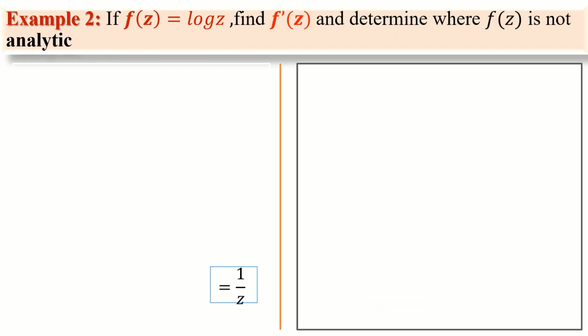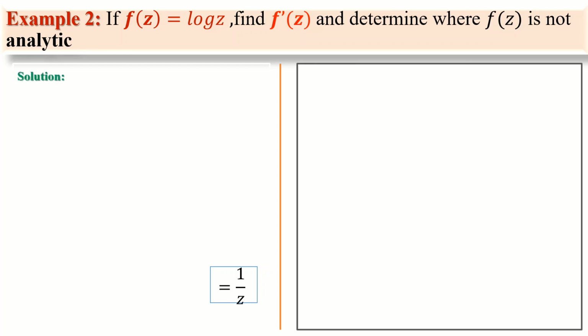Come to the next question here. Suppose f(z) is equal to log z is given, then we have to find f dash z, and we have to show that f(z) is again not analytic. At which point is it not analytic?